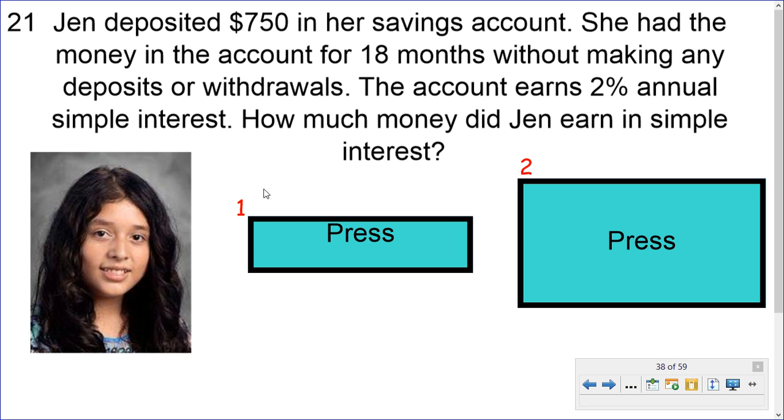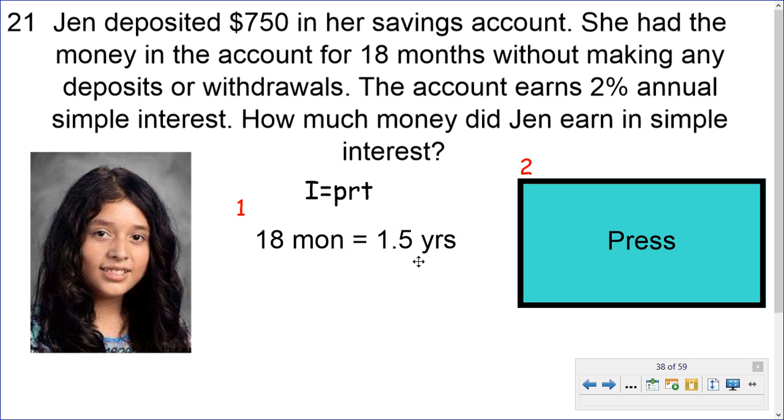Well, our formula is I equals PRT. So we need that formula to help us figure out the interest. We're looking for the simple interest that she earned for 18 months of leaving her money in the bank. I noticed 18 months is not a year, because 12 months make a year, and I'd have 6 more months left over. So 6 months is half of a year. So 18 months is equal to a year and a half, so 1.5 years.